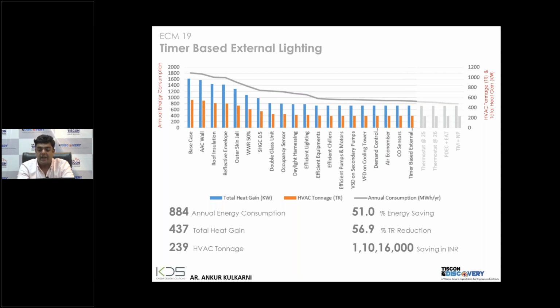And then we actually suggested our client to change the thermostat. So instead of setting the temperature at 24 degrees Celsius, can we maintain the entire building temperature at 25 or 26? So if you see the numbers, this was my last: 51% energy savings, and savings in INR was around 1 crore 10 lakhs rupees per annum.